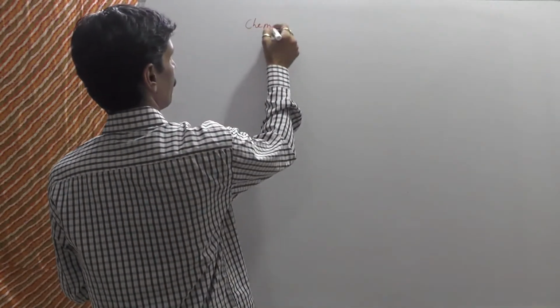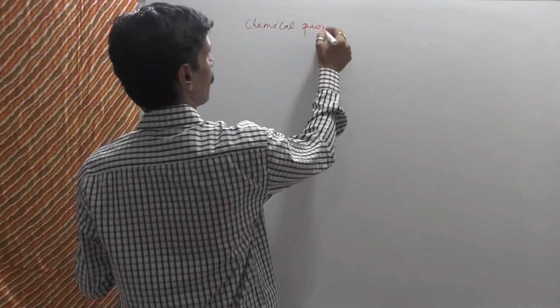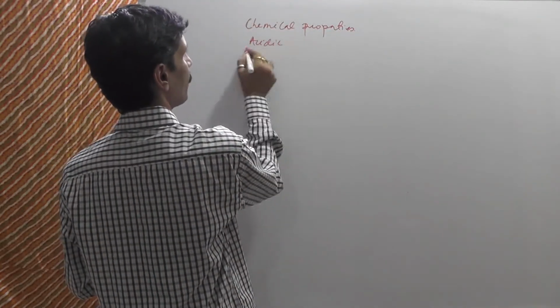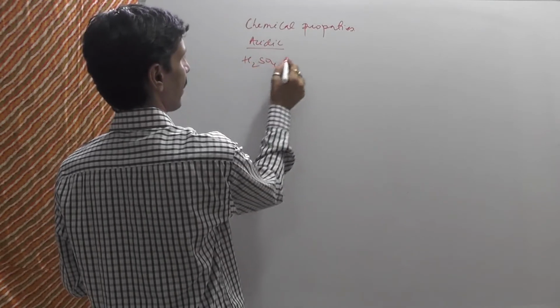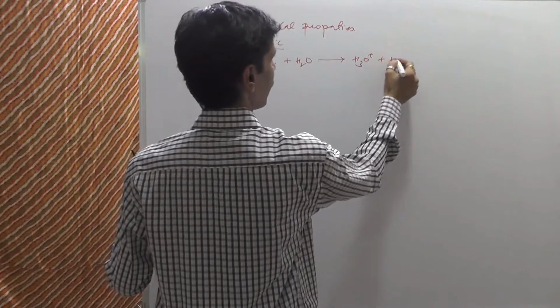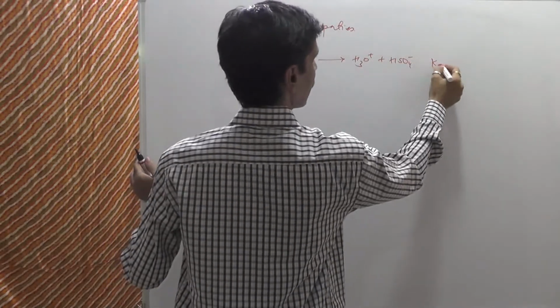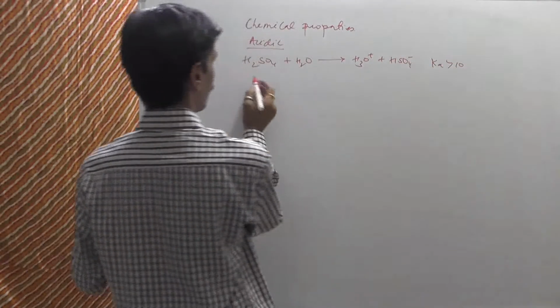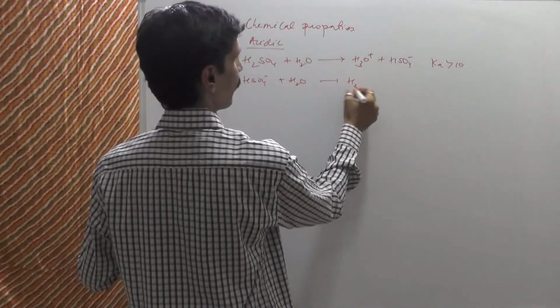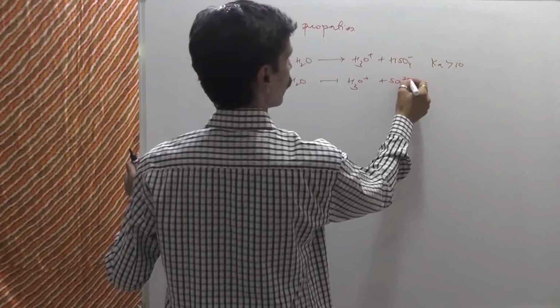Now my dear friends, once we have understood the preparation and the physical properties, we now go into the chemical properties of sulfuric acid. In chemical properties, friends, the first is acidic properties. Sulfuric acid in presence of water dissociates to give you H3O plus and HSO4 minus. Its Ka value is greater than 10. Next one is HSO4 minus. Once again in presence of water it gives you a hydronium ion and SO4 2 minus.